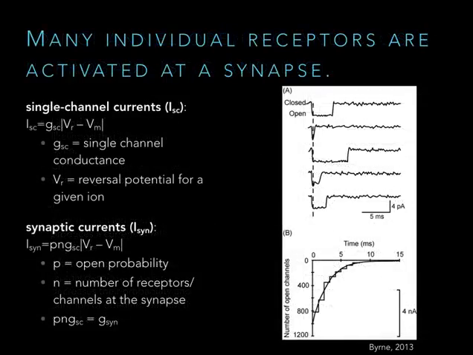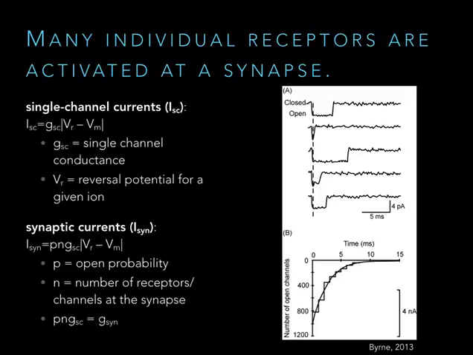Now, of course, we can be a little more mathematical about this. When we're at the synapse, we can calculate the single channel currents using, of course, Ohm's law. That's all we're looking at. This is V equals IR, just rearranged a little bit. Instead of resistance, we're dealing with conductance. Remember that G is the inverse of resistance.